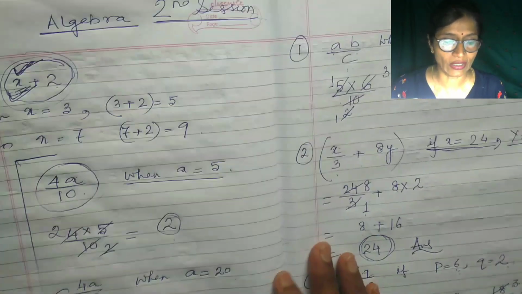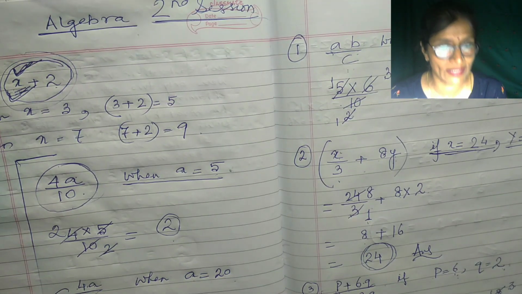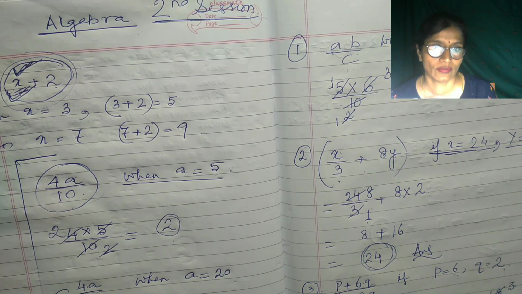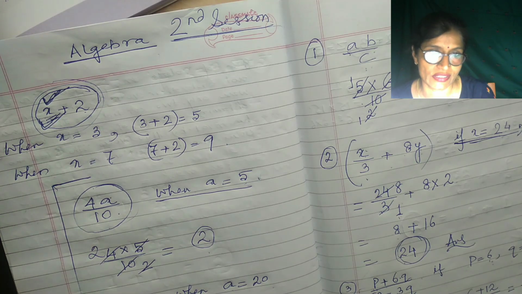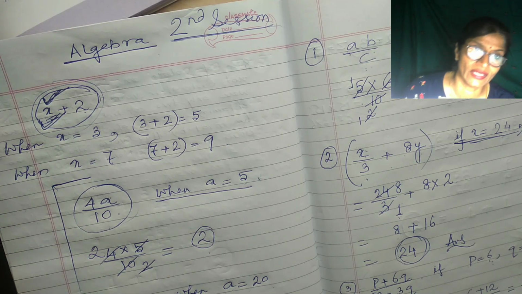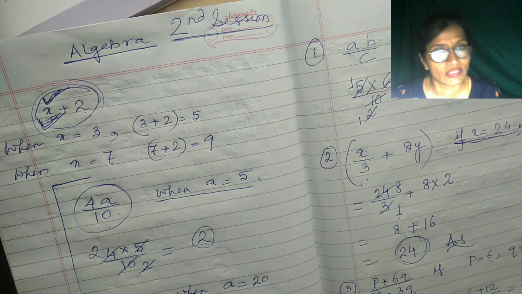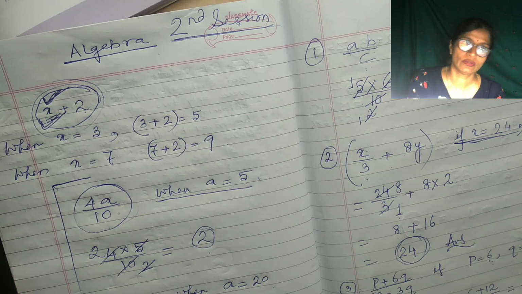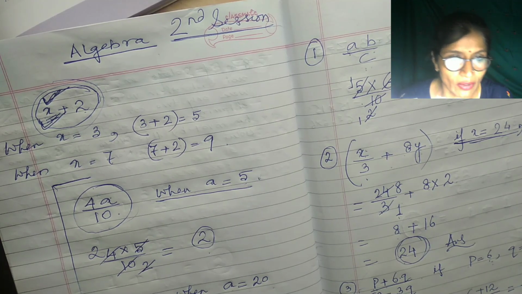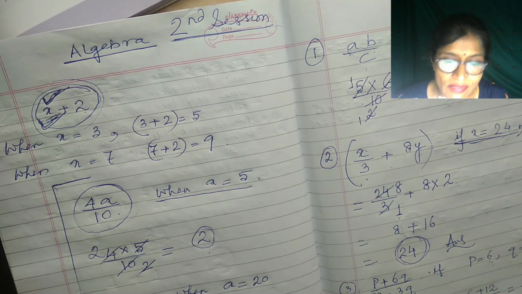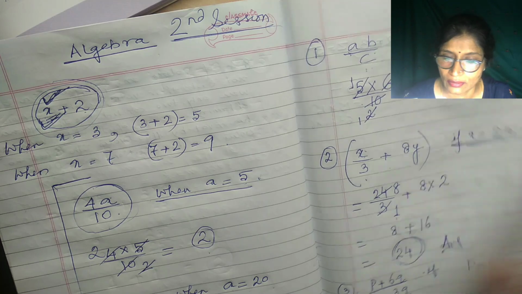So this is how you will find out the value of an algebraic expression when the unknown or the variable value is given to you. Then you can calculate the value of the expressions provided to you. I think now you can do sums from your book. So do the rest of the sums just now. Okay.